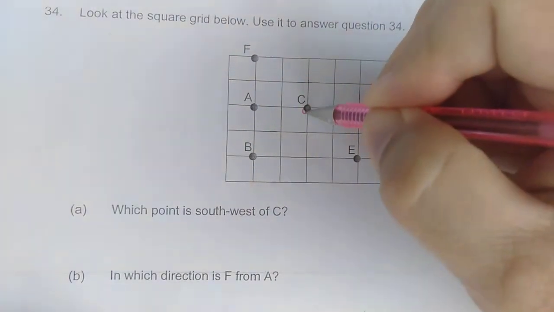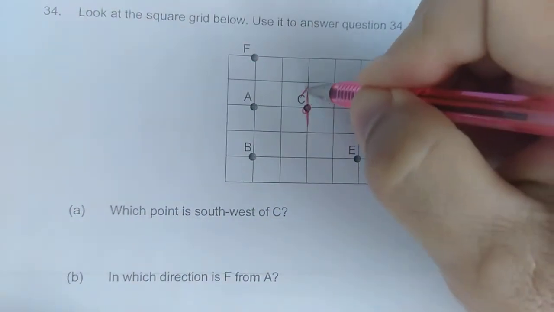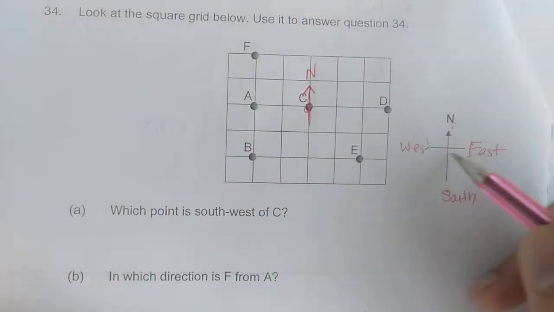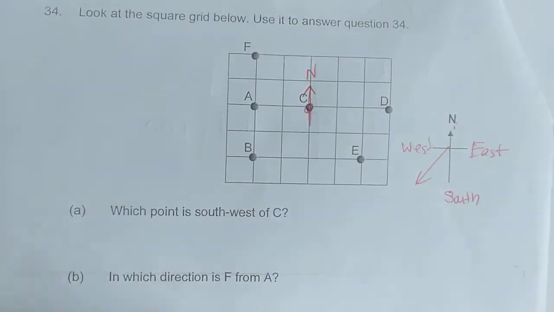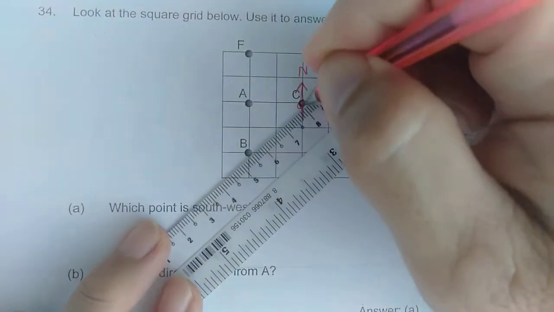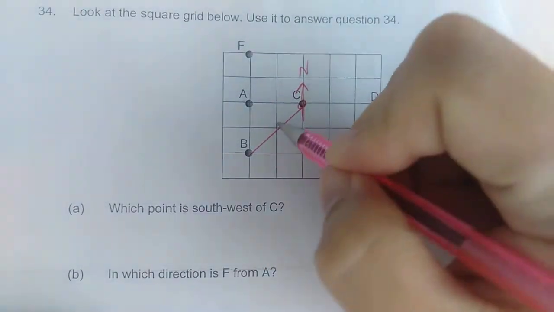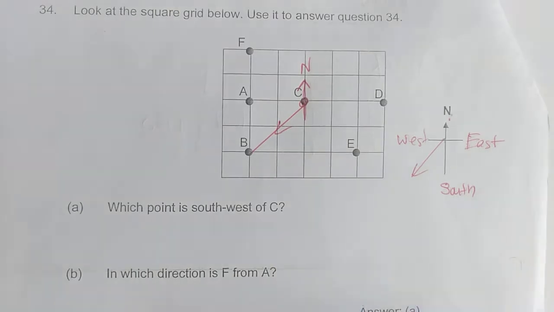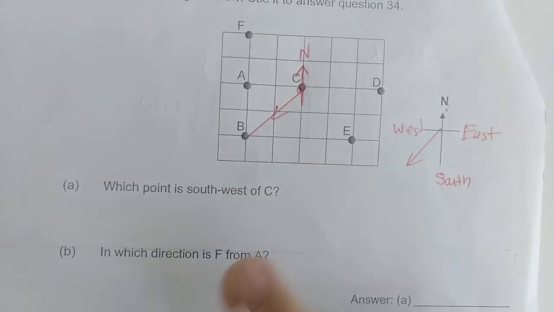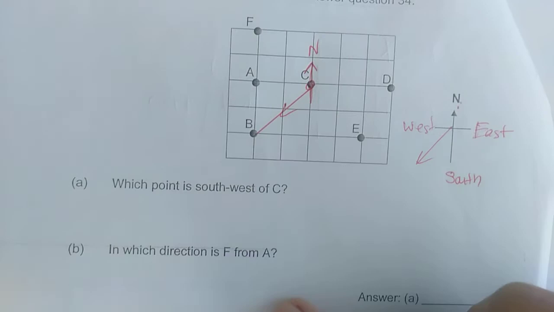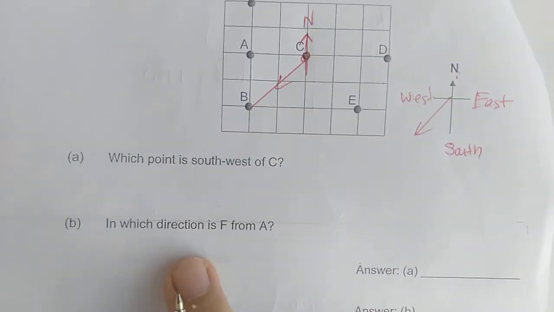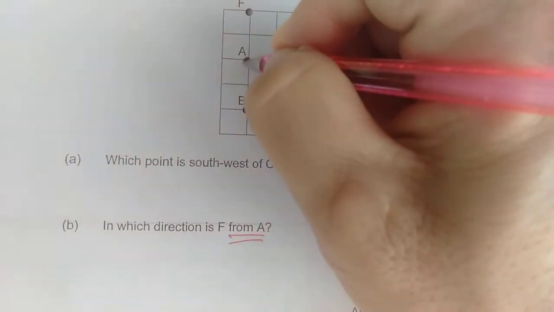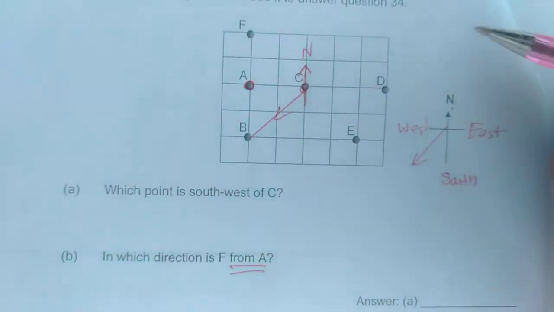This is C. So if you take a look at C, if this part is north for C, looking in this direction, southwest is here, right? Southwest is this. So southwest would be here. So that's how you think about answer A. How about in which direction is F from A? Now I've guided you to answer A for part A. Part B I definitely wouldn't tell you. In which direction is F from A? So the idea here is from A. So start looking from the direction of A, where is F?